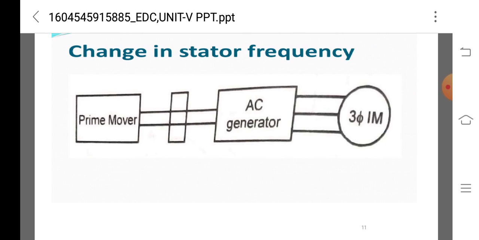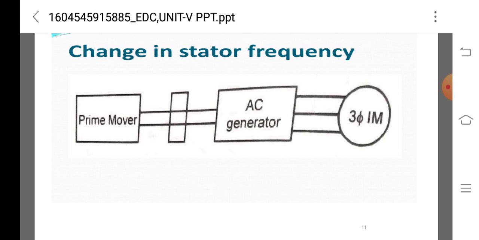Change in the number of stator poles is easily applicable to the squirrel cage motor because the squirrel cage motor adapts itself to any number of stator poles. The change of number of poles is achieved by having two or more entirely independent stator windings in the same slots of the stator core.